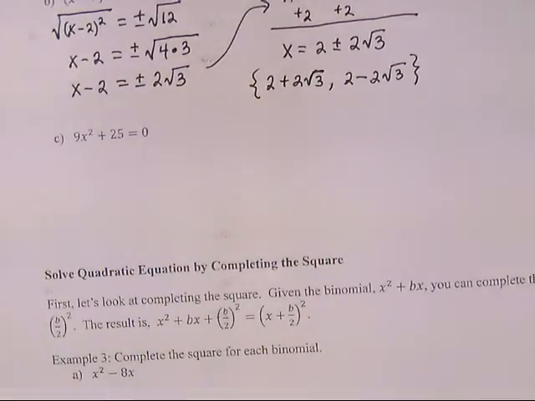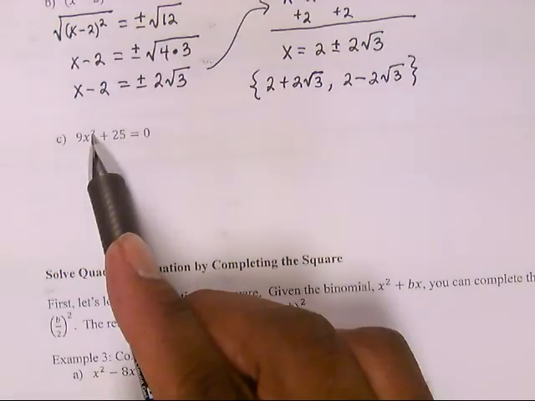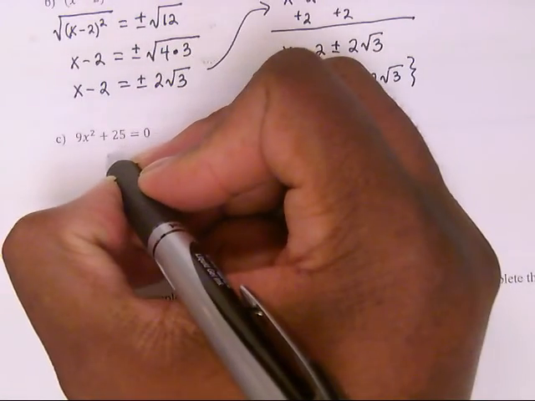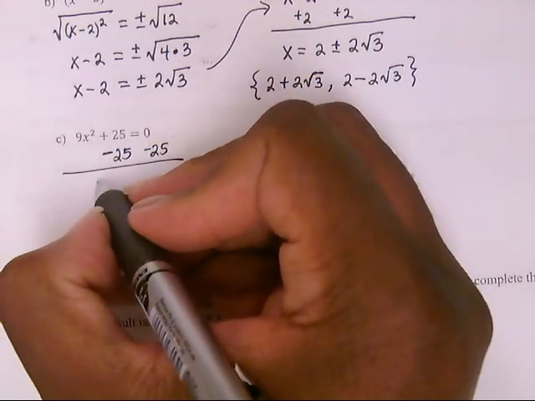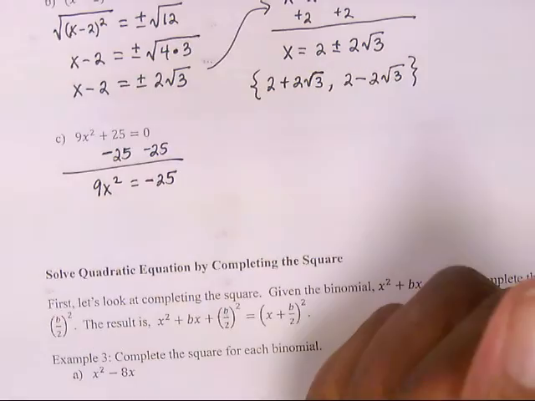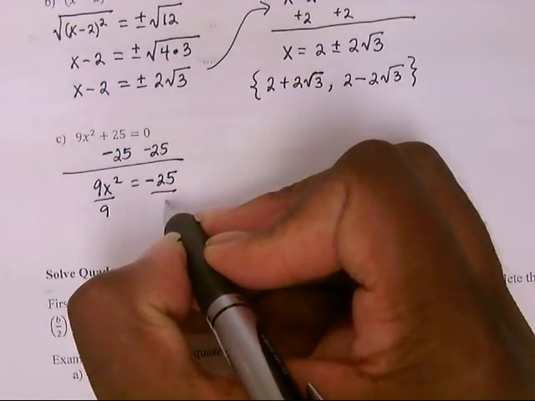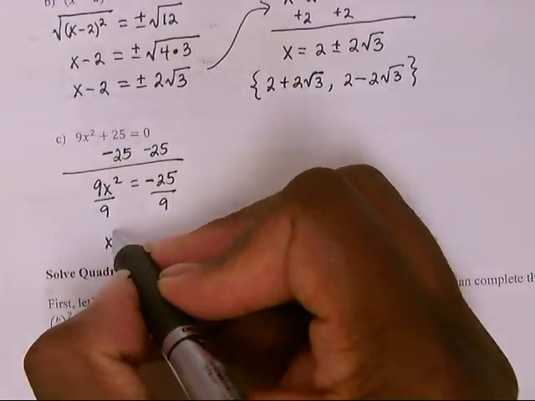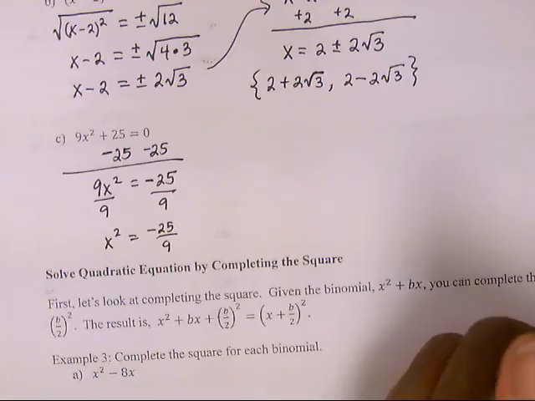And part C, 9x squared plus 25 equaling 0. And we want to use the square root property to solve this equation. Well, here we got to get the x squared by itself. We're adding 25. So we need to subtract 25 on both sides. So we get 9x squared is equal to negative 25. And then to get the x squared by itself, we divide both sides by 9. That's going to give us x squared is equal to, we'll leave this as negative 25 over 9.